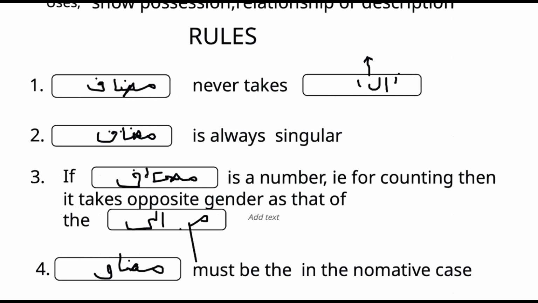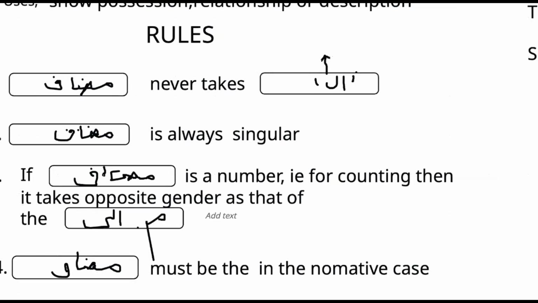Now, we said it never takes alif or lam. So let's give an example of nouns. Let's say kitab. This is the noun, kitab. We have baytun. So let's take these two examples and apply the rules.